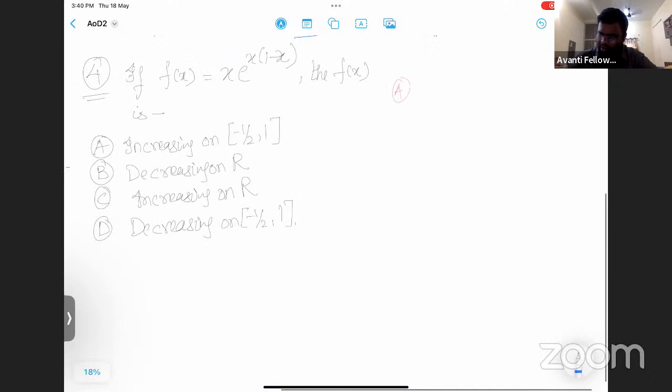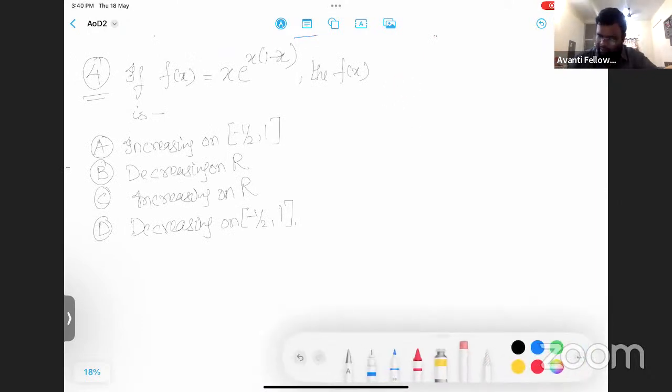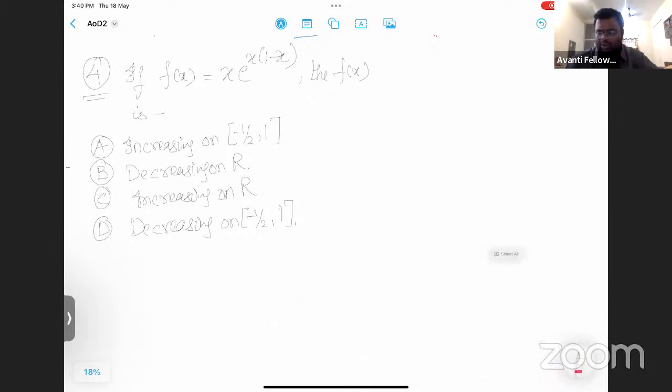The question given is: if f of x is equal to x e power x into 1 minus x, then is f of x increasing or decreasing? You have to check for increasing or decreasing. So we'll follow the same steps. Step 1, differentiate. So we have f of x equal to x e power x into 1 minus x. Chain rule and product rule both will come into use here.